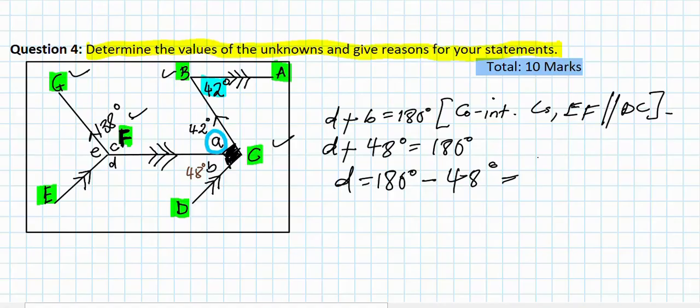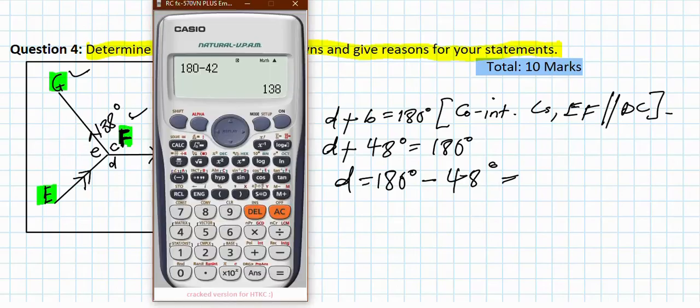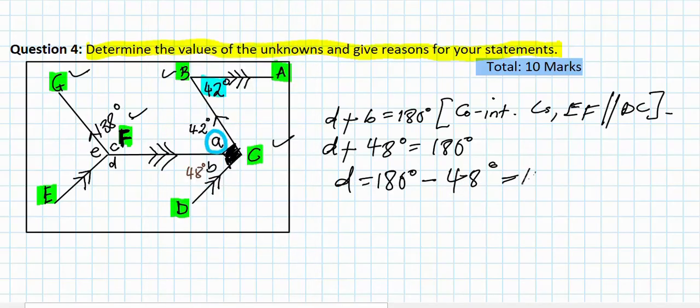And all that, you pull out your machine again. 180 minus 48 degrees. Just to be precise, 132 degrees. 132 degrees. There we go. So I'll just go to that angle and write 132 degrees.